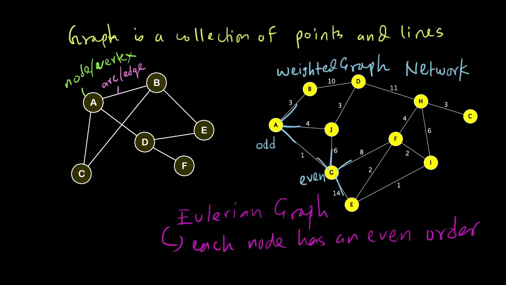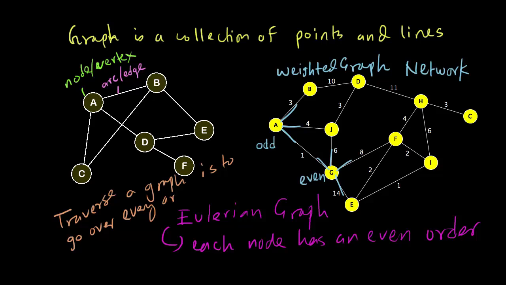For a graph to be traversable, it means if you take a pen and put it on a node, you should be able to connect every node and return to the original node without having to remove the pen from the paper. So, to traverse a graph is to go over every arc once and return to the original node.